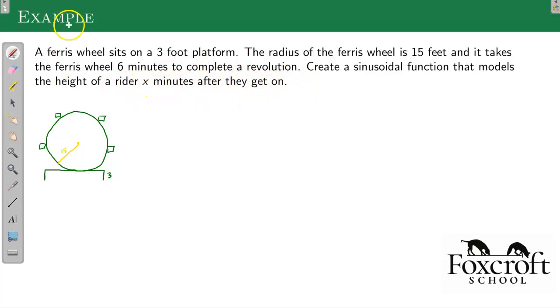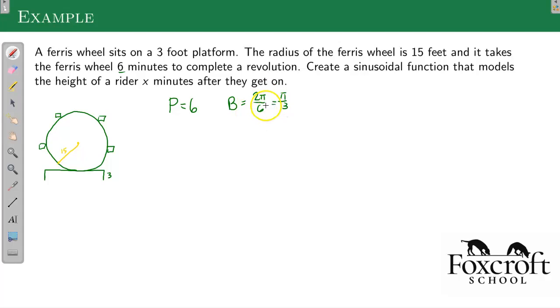Okay, so let's go through. The first thing we want to do is figure out the period. How often is this scenario repeating? Well, when I go all the way around, I'm going to start being in the same place, and that's 6 minutes. So our period is 6. So the b value is 2 pi over 6, which is pi over 3.